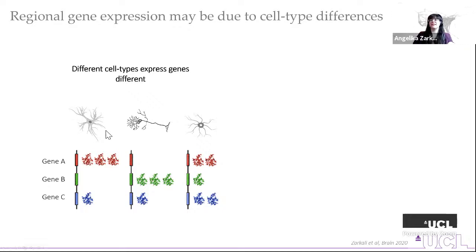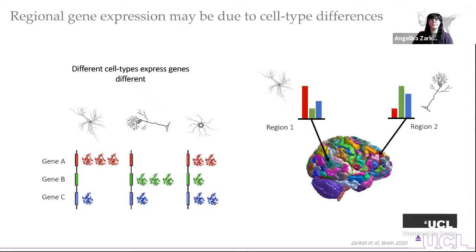So if you imagine that this cell here is an oligodendrocyte, a cell that's very important for the white matter, and it expresses a lot of the red gene and a little bit of the blue gene and none of the green gene, and in the middle here you have a neuron which expresses a lot of the green gene, a little bit of the blue gene and none of the red gene, and lastly you have an astrocyte, a supportive cell that expresses a little bit of everything. If we sample two regions and we find these specific gene expression patterns, this may actually be due to the fact that region 1 has a lot of oligodendrocytes and region 2 has a lot of neurons.